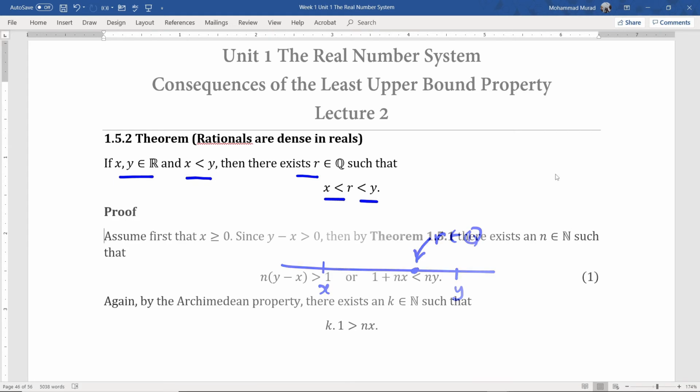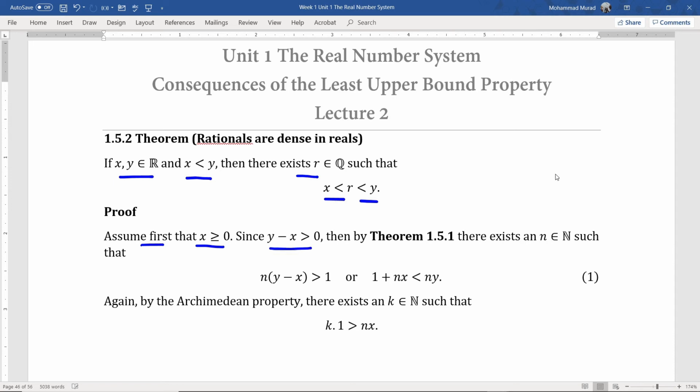Let's see the proof of this theorem. We assume first that x is non-negative. Since y is larger than x by hypothesis, then y minus x would be positive. Then by the previous theorem, the Archimedean property, there exists a natural number n such that n times y minus x would be larger than 1. Here we are assuming that this is x and this is y. Or 1 plus nx is smaller than ny, just by reorganizing the terms of this inequality.